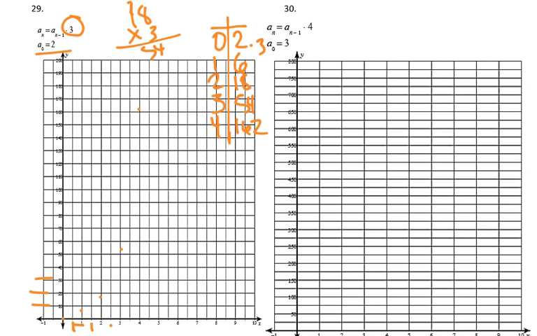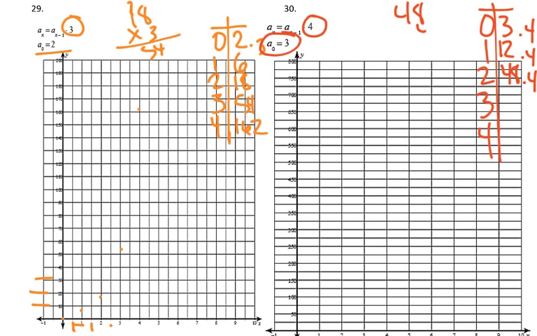Now the last one, same idea. Figure out our numbers, and then we draw the graph. So we start at 3 here, and we're growing by timesing by 4. So 12 times 4 is 48. 48 times 4 would be 192. And then 192 times 4 would be 768.